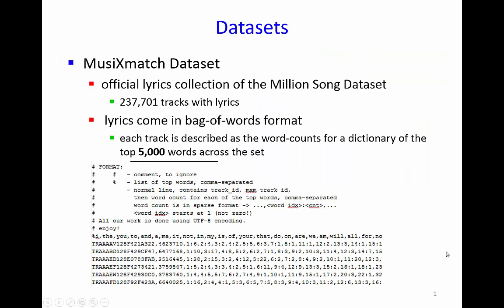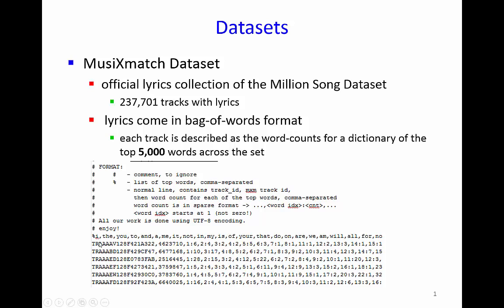The MusiXmatch Dataset is the official lyrics collection of the Million Song Dataset. It has 237,701 tracks with lyrics. The lyrics come in a bag of words format. What this means is that each track is described as word counts for the dictionary of the top 5,000 words across the set. As an example, here's the data file. Here's the bag of words that I was referring to. This is the list of 5,000 words. It's held as a single record in the data file at the top. Each word is associated with an index, starting with 1, 2, 3, 4, and onward.